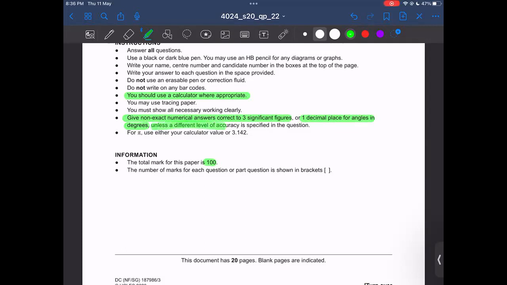Unless a different level of accuracy is specified, you follow this rule. If the question explicitly says give your answer to 2 decimal places, then you have to give the answer to 2 decimal places. You won't refer to this point then. If the accuracy level is not specified, then you will refer to this point. You will give the non-exact numerical answer to 3 significant figures and the angle in degrees to 1 decimal place.